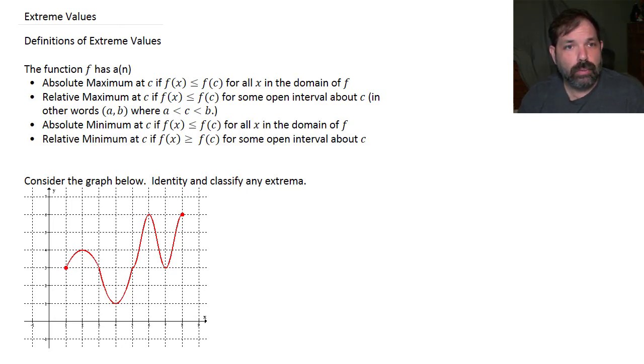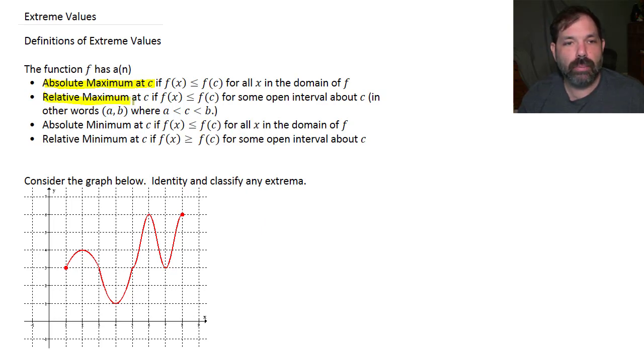A function has an absolute maximum at some point C if the function values are less than the function at C for all x in the domain of the function. So what that means is it's the highest point on the curve for the entire function, as opposed to a relative maximum.